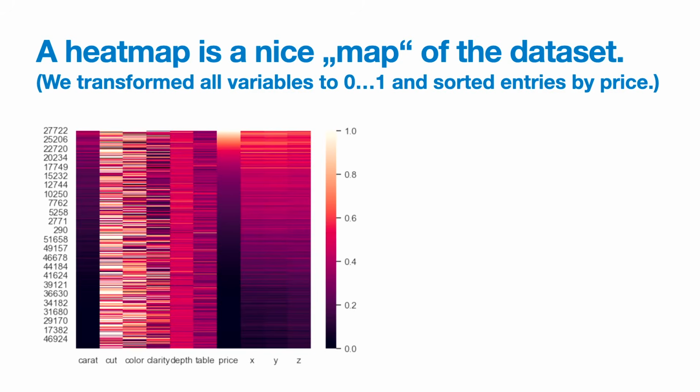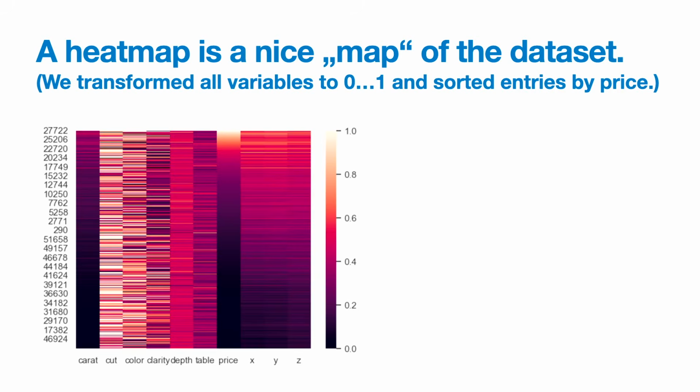So one thing I did here, I just brought all these columns on the same scale. So we have 0 to 1, minimum to maximum. And we sorted this thing by the price. So you see the price column is beautifully ordered. And we can just look at this whole data set at one glance. And we see some interesting things.